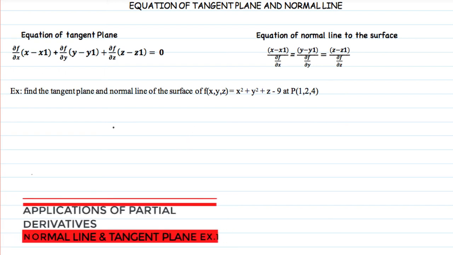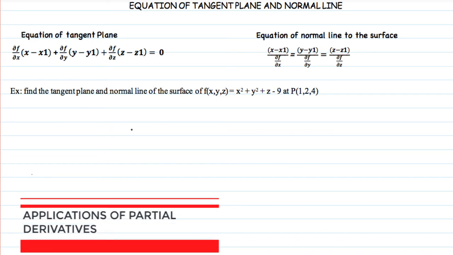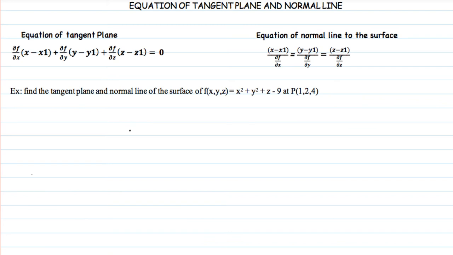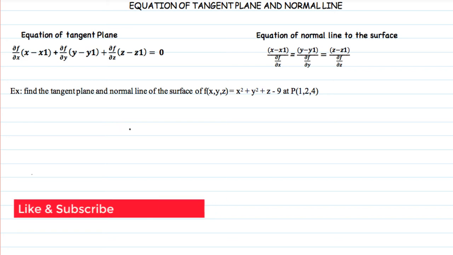We have to bear in mind that with the concept of the equation of the tangent plane and the normal line, we are talking about two surfaces. One is a plane and the other is a surface which is curved in shape, and both of them are contacting at a point. So it's crucial for us to have the coordinates of that point in order to proceed with finding the equation of the tangent plane and the normal line.